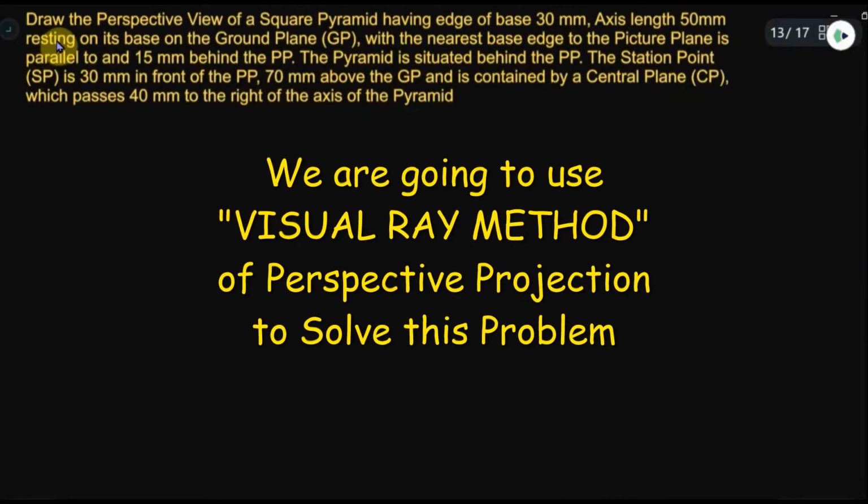This is a question from perspective projection. Draw the perspective view of a square pyramid having edge of base 30 mm, axis length 50 mm, resting on its base on the ground plane. It is denoted by GP.